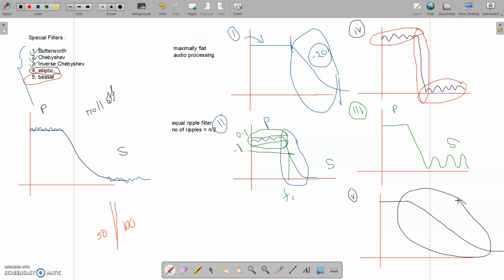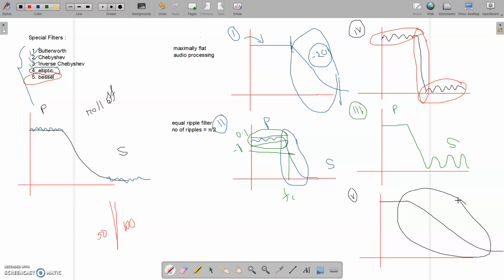So I think this is okay. These are the 5 different types of filters, the special types of filters. So I think it is clear. Now the next question is to understand what the difference is between these types of filters and why we can use them. And the next question is how we can actually design these types of filters.